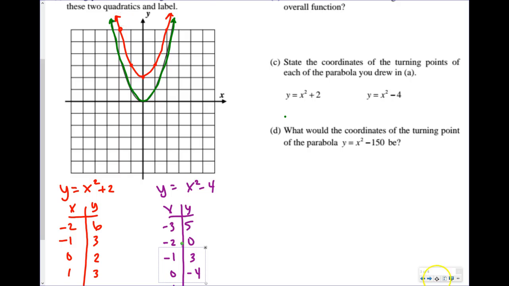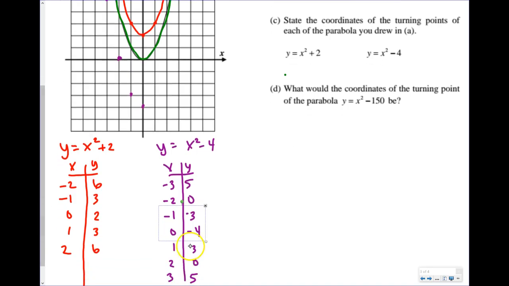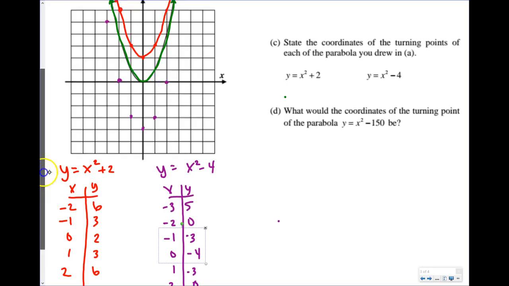And now let's graph the purple, the x squared minus 4. I have negative 3, 5, 1, 2, 3, 4, 5, negative 2, 0, negative 1, 3. Oh, that should be negative 3. Negative 1, negative 3, 0, negative 4, and then the points are going to repeat themselves. 1, 3, sorry, again, negative 3. 1, negative 3, 2, 0, and 3, 5.